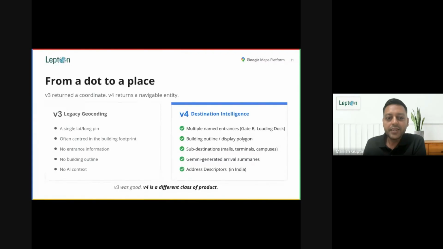Now, usually somewhere in the middle of the building. Now that worked fine for all of us till now. It has worked fine, but there is something else that needed to be changed, right? So what has changed in V4, the new version, what has come?